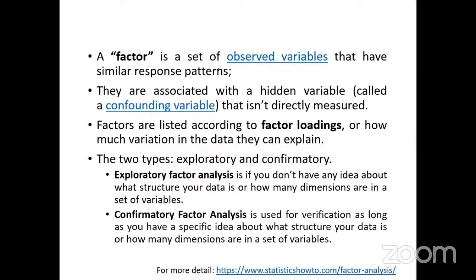When you are talking about a factor, it means it is about observed variables which show a similar response pattern. It is associated with some hidden factor. This hidden factor or hidden variable is called a latent variable. We cannot estimate or directly understand this pattern, so it is also called a compounding variable, and it cannot be measured directly.